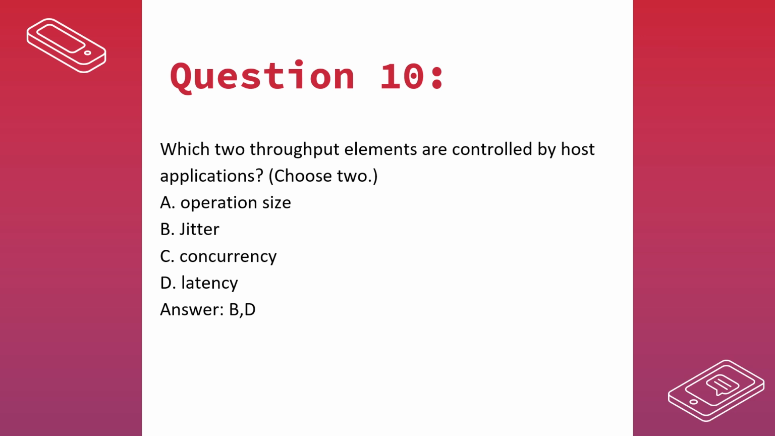10. Which two throughput elements are controlled by host applications? Choose 2. A. Operation size. B. Jitter. C. Concurrency. D. Latency. Answer: B, D.